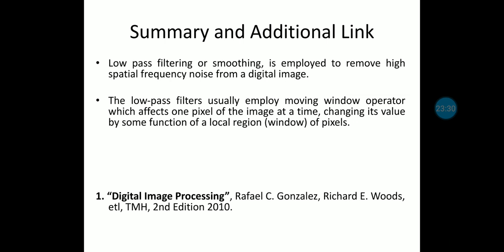So let us try to summarize today's lecture class. What is low pass filtering? Low pass filtering is nothing but a smoothing operation, which is employed to remove high spatial frequency noise from a digital image. The second thing we have understood is that low pass filters usually employ a moving window operator, which affects one pixel of the image at a time, changing its value by some function of a local region or window of pixels.